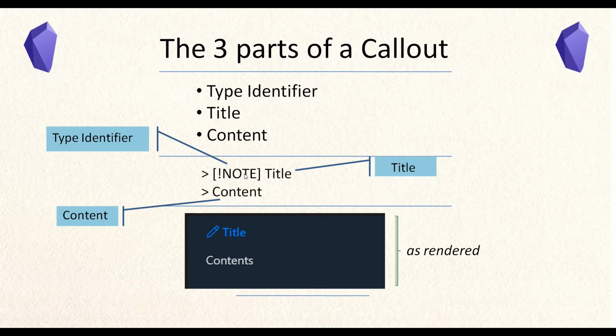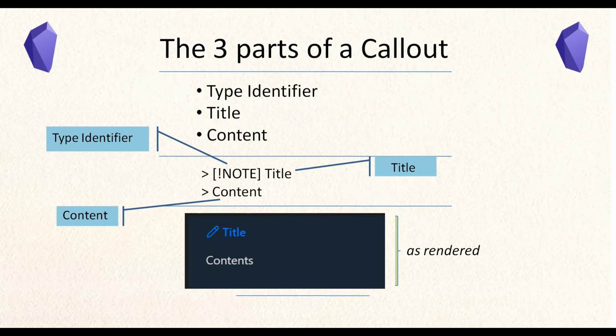So this is one of the 13 types. We could have tip, we could have warning, we could have info, anything from that list I just showed you. This is the title. The title is chosen by you, the user. And this is the content, again, chosen by you, the user. This example here, this markdown, would be rendered as you see at the bottom here. Notice the blue color. That happens to be the color for the note type, and the pen or pencil symbol, which is the icon for the note type.